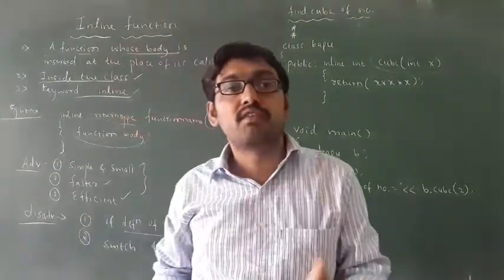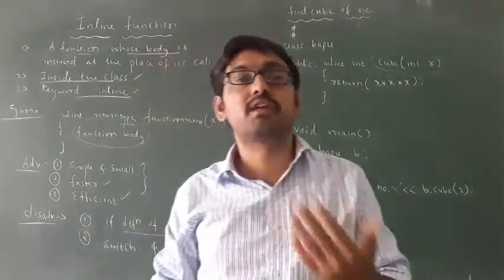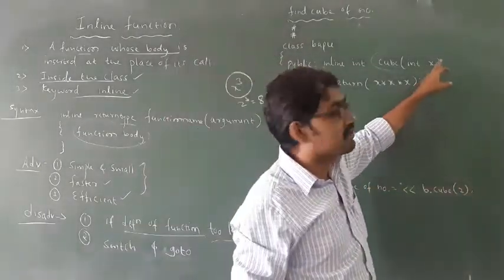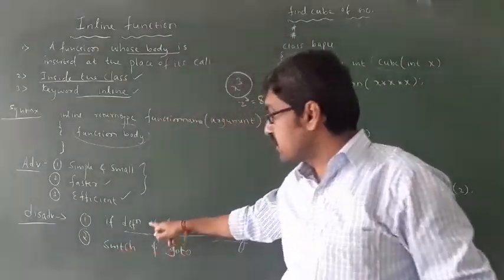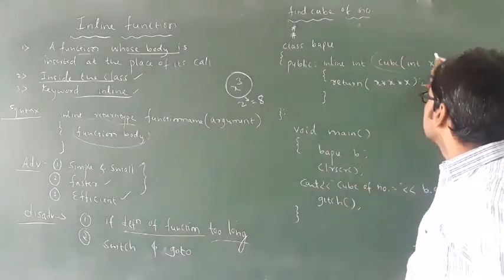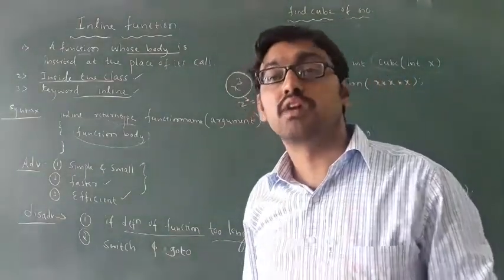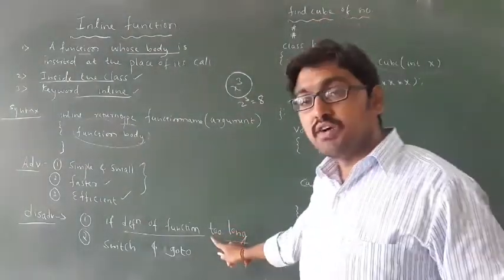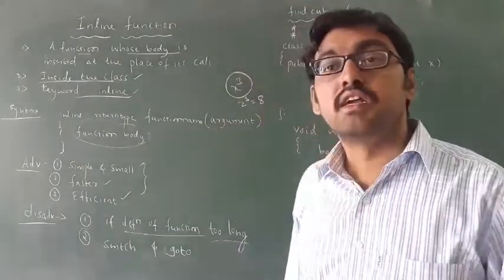That's why inline functions are only used for small programs. If you write a small program, then only you have to use it. If you take an extra argument, it cannot work. So one of the disadvantages is if the definition of a function is too long, it doesn't work. Doesn't work means if you take two or more arguments in an inline function, that program cannot work. That is the main disadvantage.